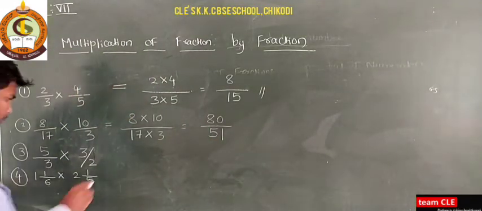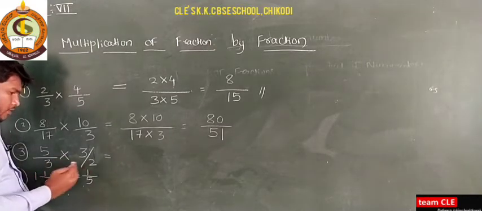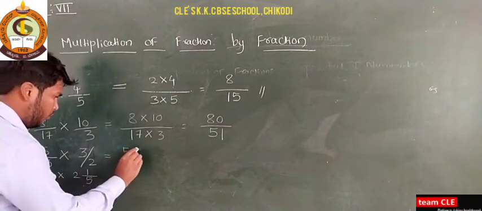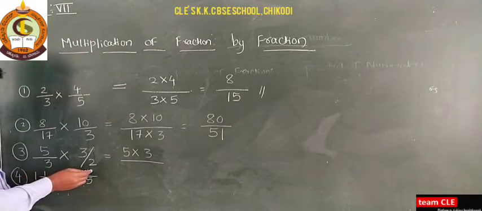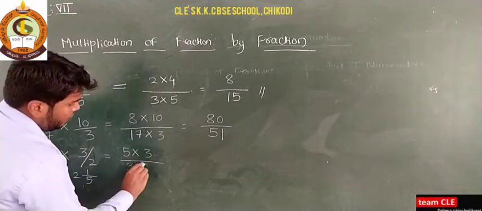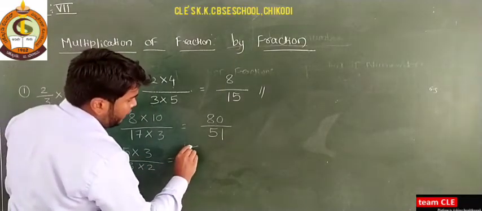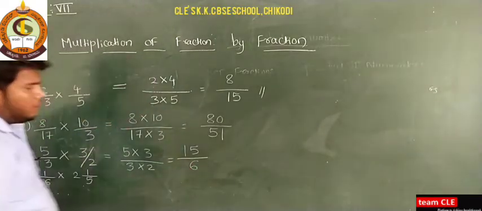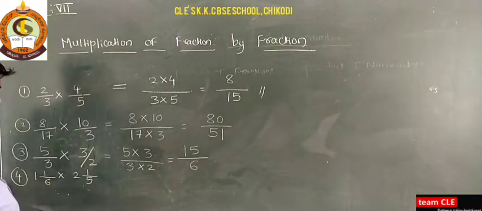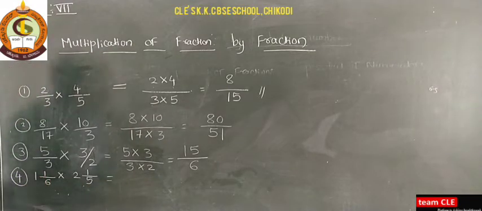Now one more example, 5 by 3 into 3 by 2. Multiply numerators, 5 into 3, which is 15, and denominators, 3 into 2, which is 6. So the answer is 15 by 6.